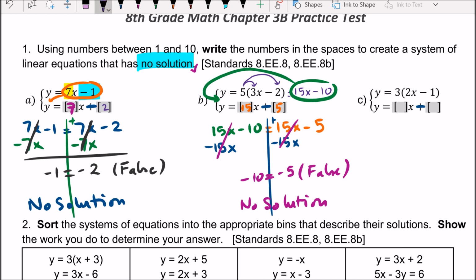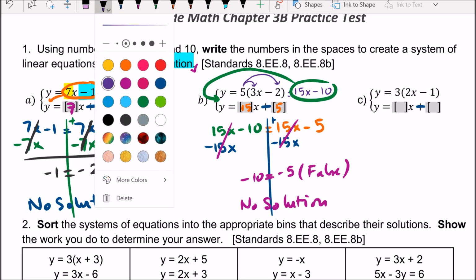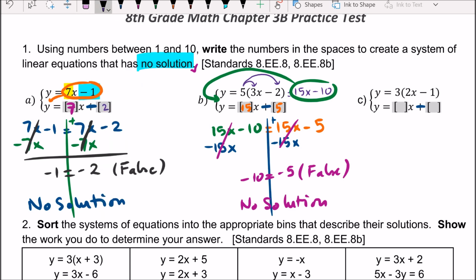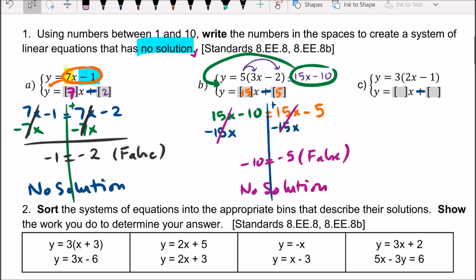Okay, part C. You should pause the video and try part C before I give you the answer. Have a practice and try it by yourself before you check the answer.